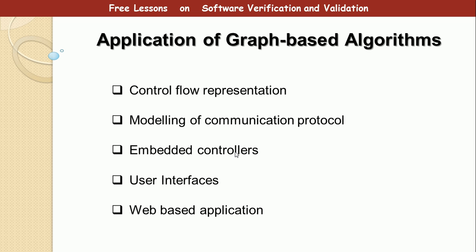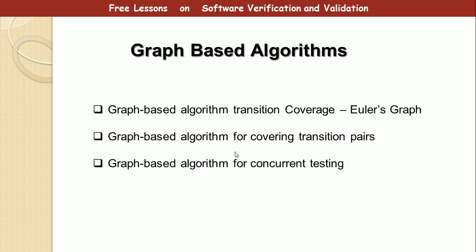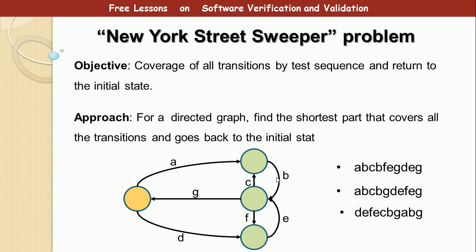So what are these algorithms? Basically, we are going to look at 3 algorithms in this lesson. One of them is graph-based algorithm for transition coverage. We are going to look at Euler's graph. The second one is graph-based algorithms for coverage of transition pairs. Remember transition pairs. And the last one we are going to look at graph-based algorithms for concurrent testing. So let's get started with the first one.